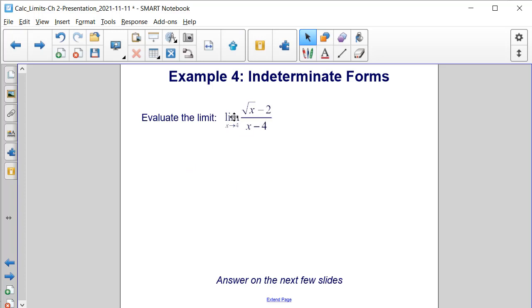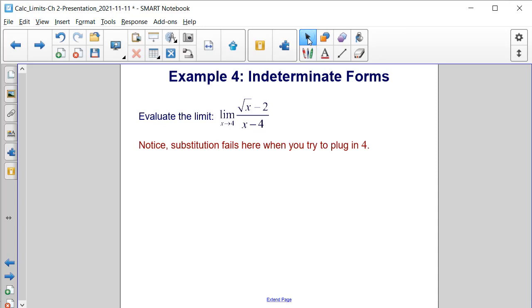Evaluate the limit. The limit of the square root of x minus 2 divided by the quantity x minus 4 as x approaches 4. Notice that substitution fails here too when we try to plug in 4, because the square root of 4 is 2, and 2 minus 2 is 0, and 4 minus 4 is 0, so we get another 0 divided by 0 form.